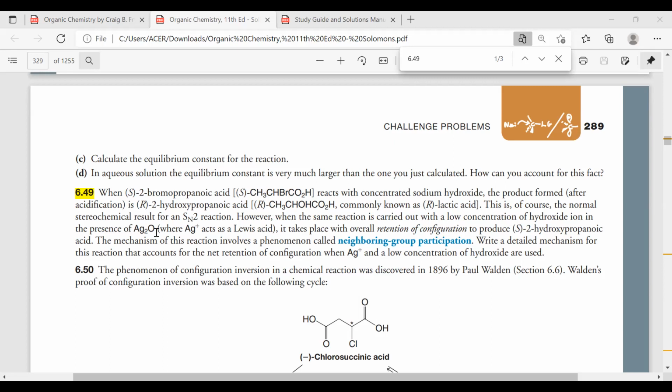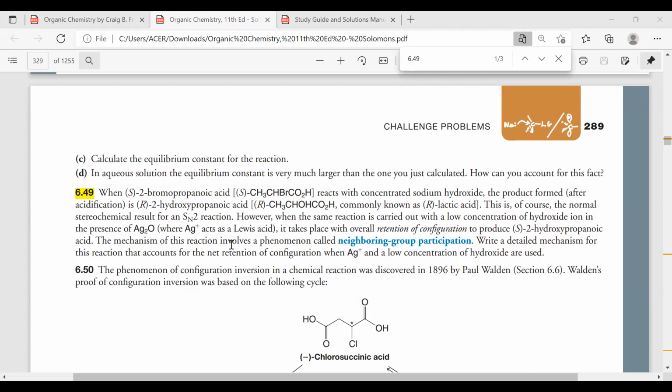This is of course the normal stereochemical result. So there is an inversion of stereochemistry from S to R. When you have your sodium hydroxide added here, your Br is the leaving group, and you have your OH added, you have your CH3CHOH. So the Br is replaced with OH, and you form your lactic acid here. This is of course the normal stereochemical result of the reaction.